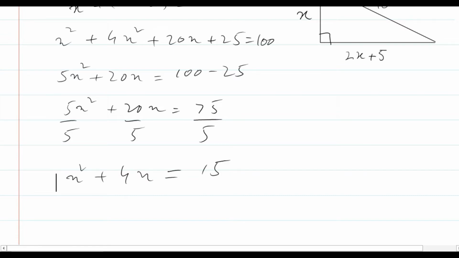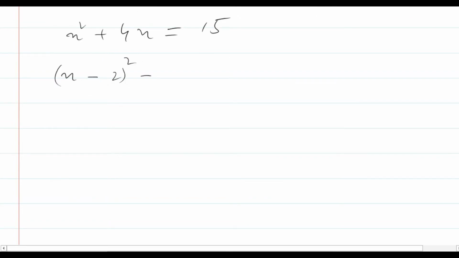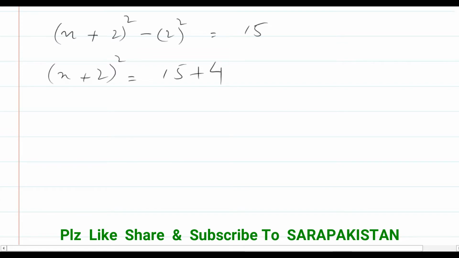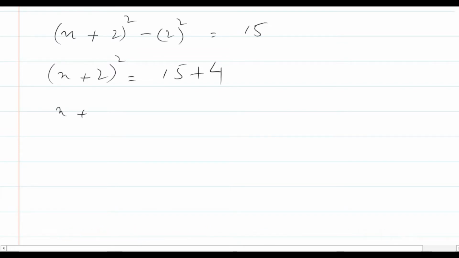And now you can apply the formula: (x plus 2) whole square minus 2 whole square equals 15. (x plus 2) whole square is equal to 15 plus 4. (x plus 2) whole square is equal to 19. And x plus 2 is equal to plus minus under root 19.